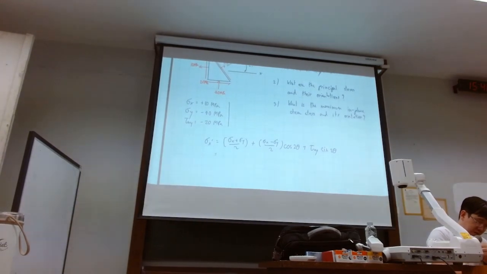So again, this would be 10 minus 40 over 2. You still need to do the mapping process. So this is going to be 10 minus 40 over 2, plus 25 cosine of 50, plus tau xy, this is minus 20 sine of 50 degrees. This is MPa.